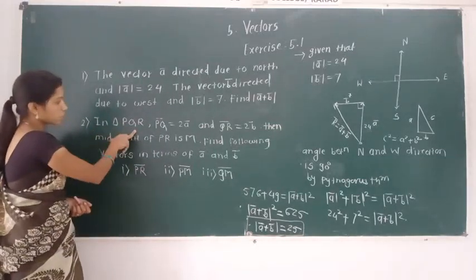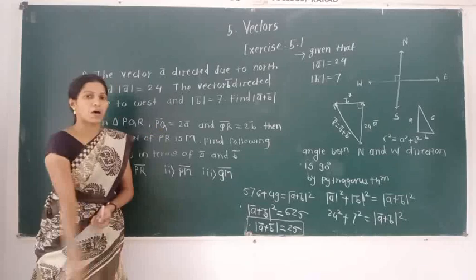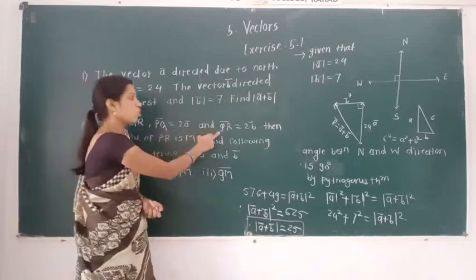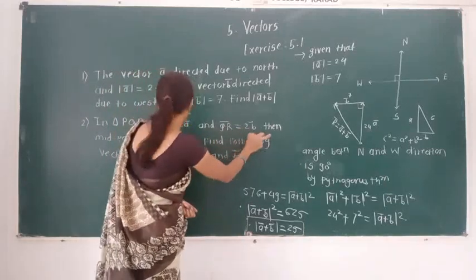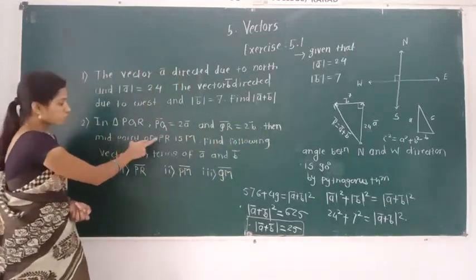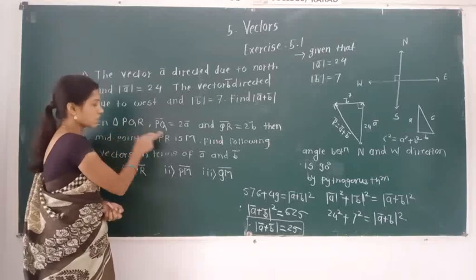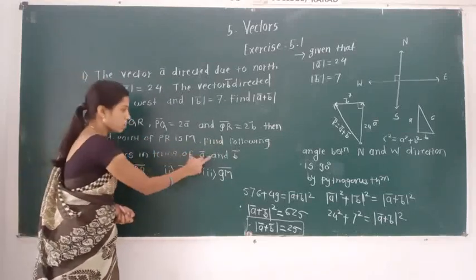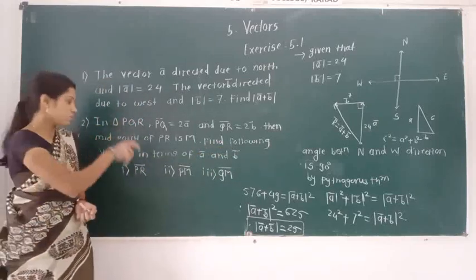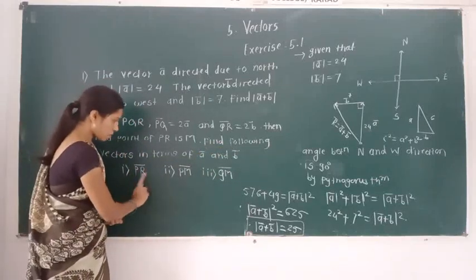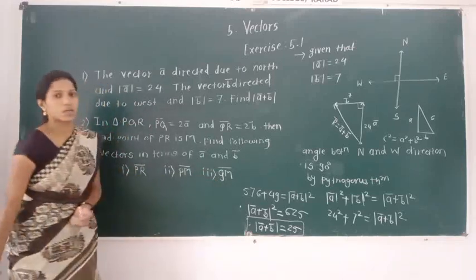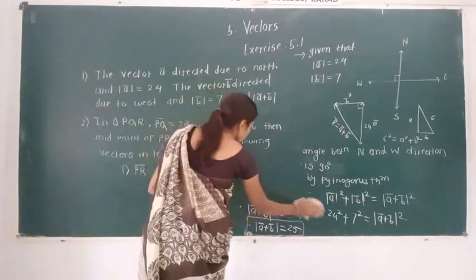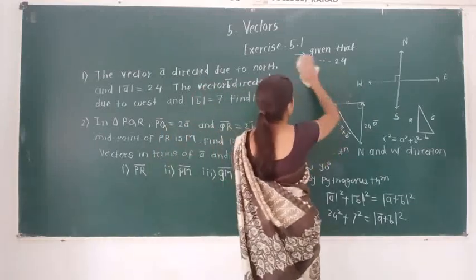In triangle PQR, PQ bar, it means PQ vector, is given as A bar, QR vector is given as B bar, and the midpoint of side PR of this triangle is M. Find the following vectors in terms of A bar and B bar. In this question, find the vectors PR bar, PM bar and QM bar in terms of A bar and B bar.